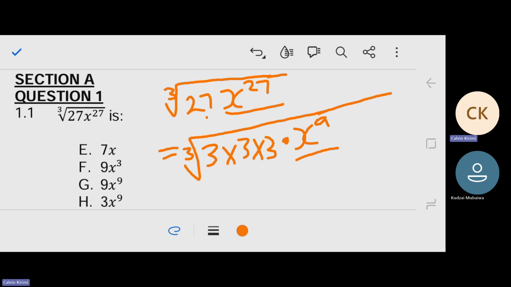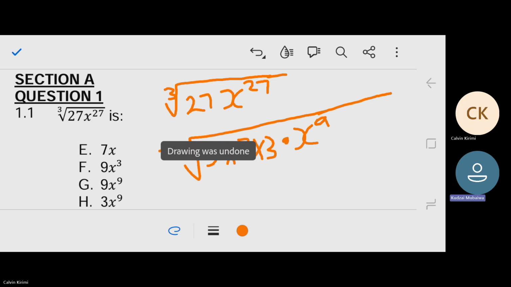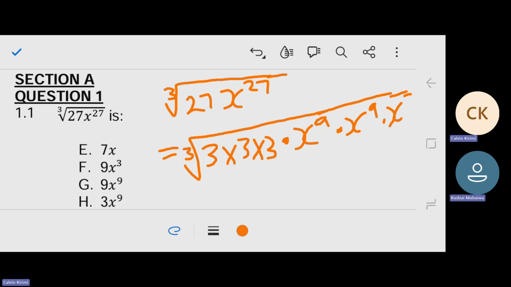So we are manipulating this first. Another way of writing 27 is 3 times 3 times 3. What is another way of writing x to the power 27? Is it 9 times 3? x to the power 9 times x to the power 9 times x to the power 9. That is x to the power 27. These are the three numbers that you multiply.